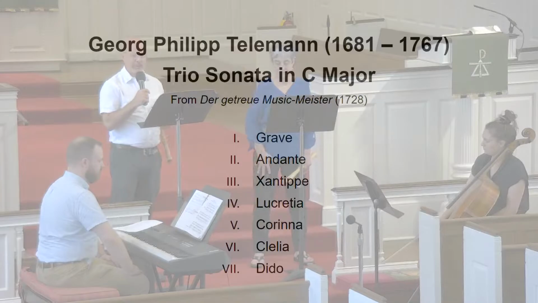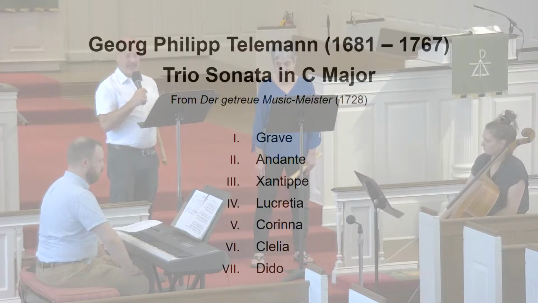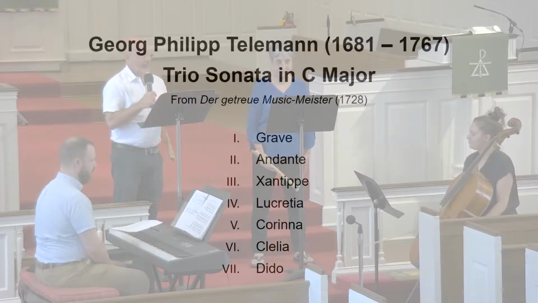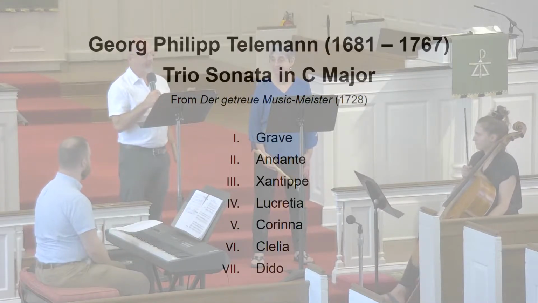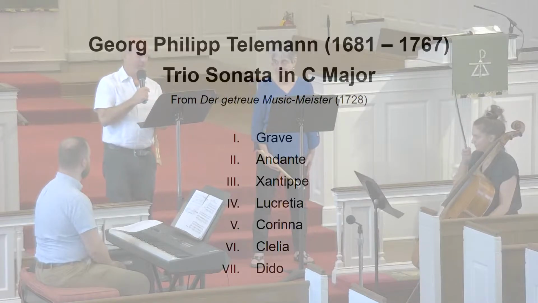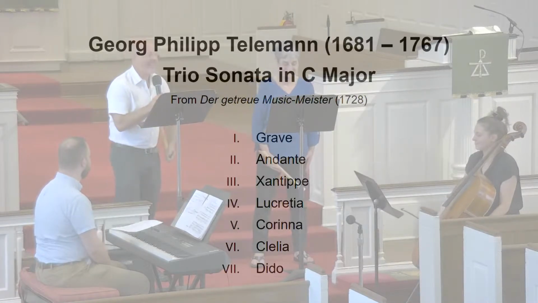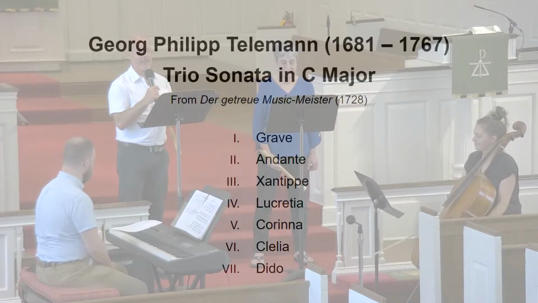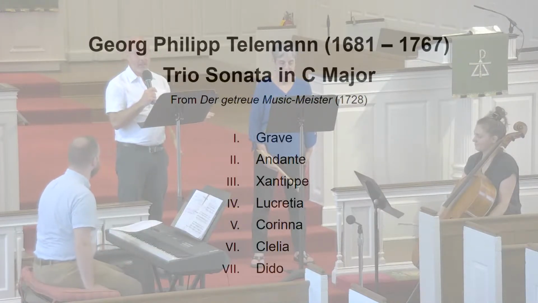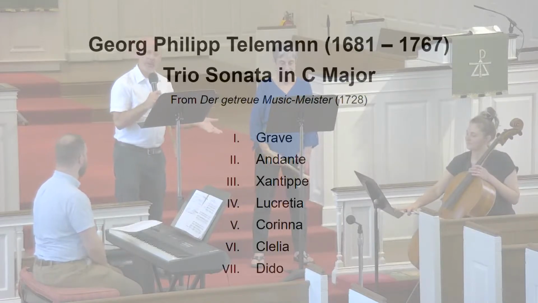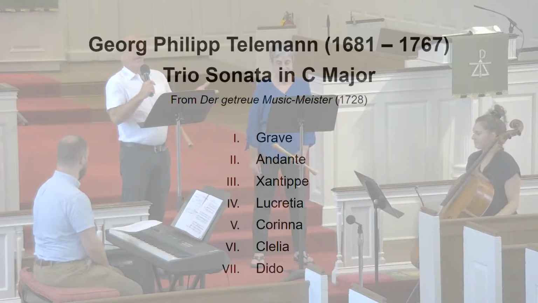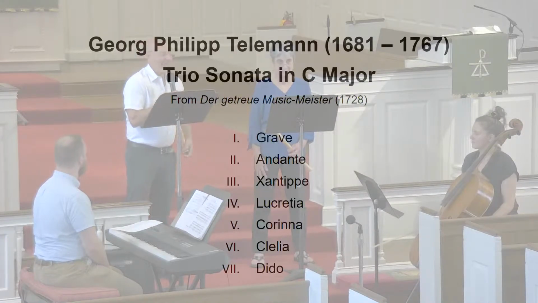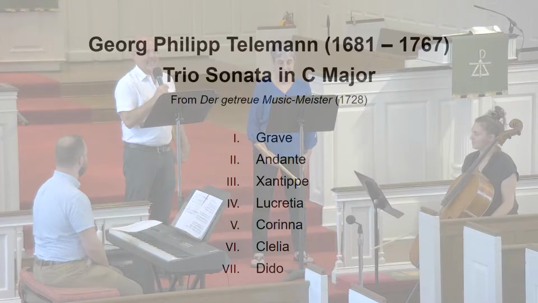The second movement is a slow movement, just marked andante. And then we get into fun. The next, 1, 2, 3, 4, 5, 6, there are 7 movements. I'm sorry, there are 7 movements. The next five movements are all named for women. We have no idea why Telemann named each of these movements after a historic woman, but these are the five women. So the third movement would be Xanthippe.